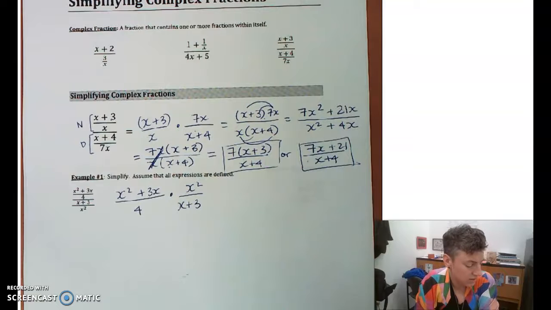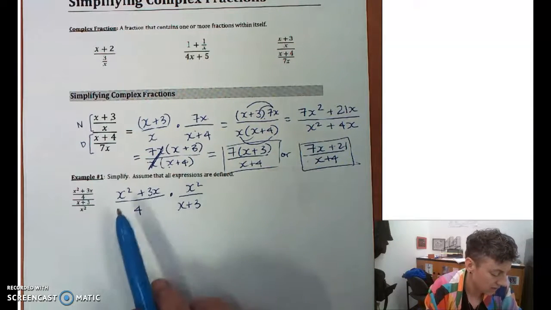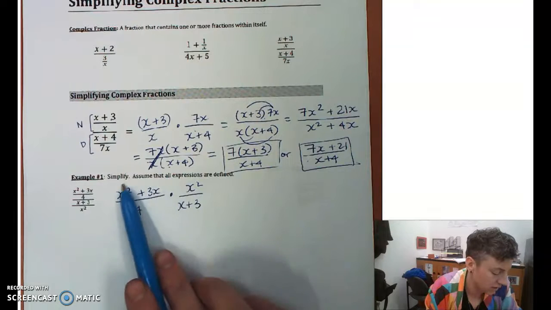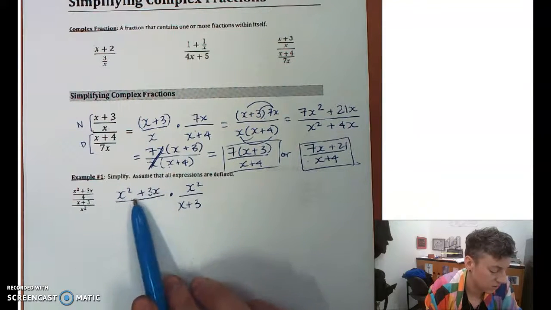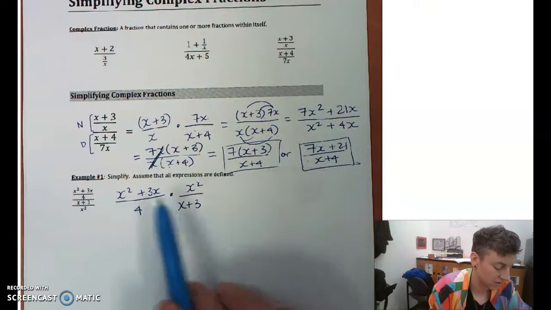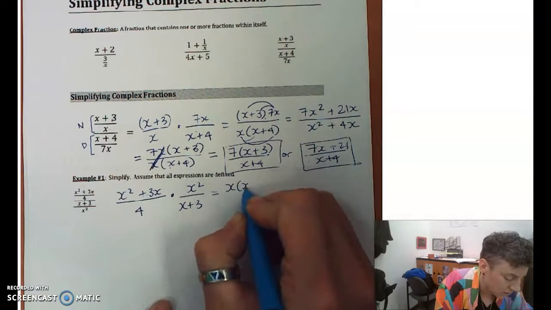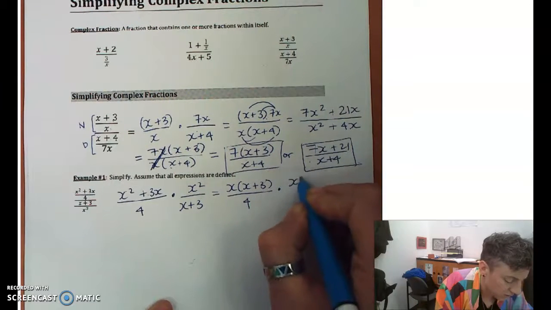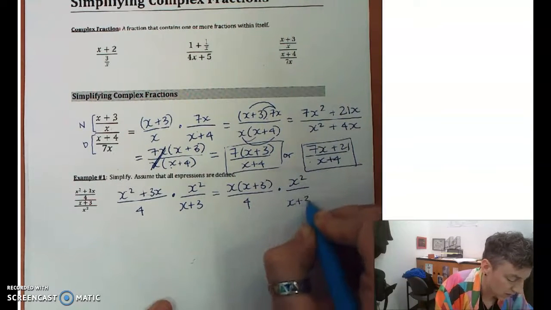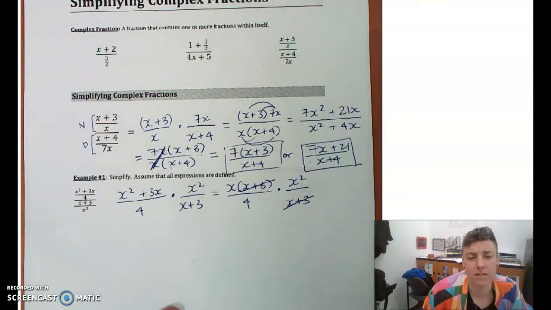I think I see something that I could cancel if I took an x out of this numerator. If I factored out an x here, this would become x times x plus 3, which would cancel with that guy, so let's do that. X times x plus 3 over 4 times x squared over x plus 3. Look at us, seeing our stuff early, not doing extra work this time.